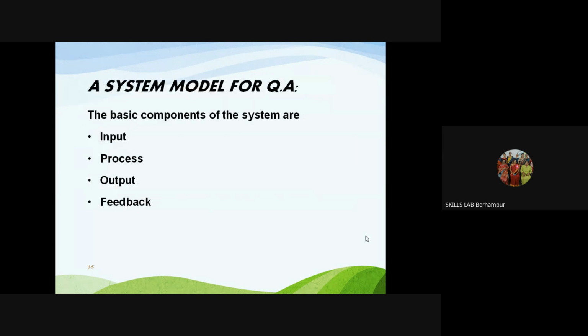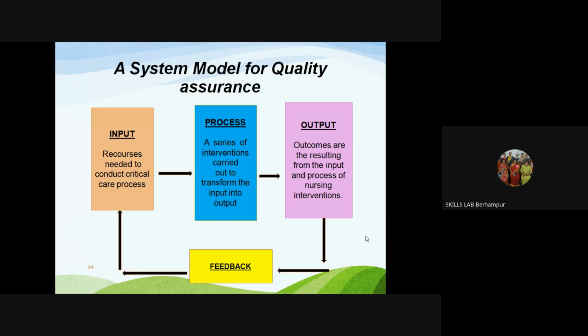Okay, then a system model for quality assurance. What are the basic components of the system? Mainly input, process, output, and feedback. The model is like that. It is a quality assurance model, a system model for quality assurance.